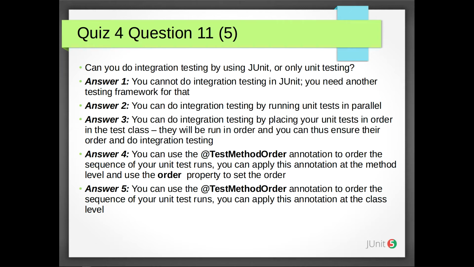You can use the @TestMethodOrder annotation to order the sequence of your unit test runs. You can apply this annotation at the class level. If you want to do integration testing using JUnit, you will usually do it by ordering your unit tests in a sequence, and that is how you will do it. Answer 5.